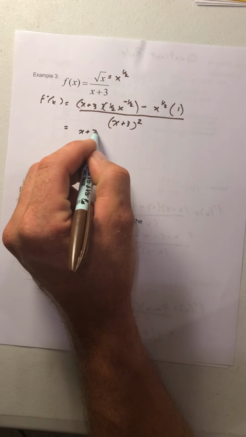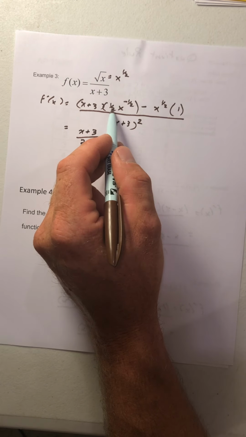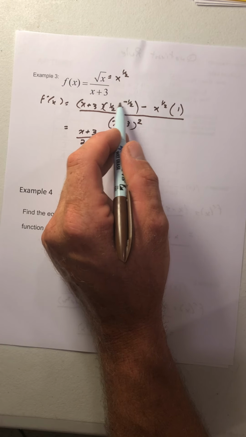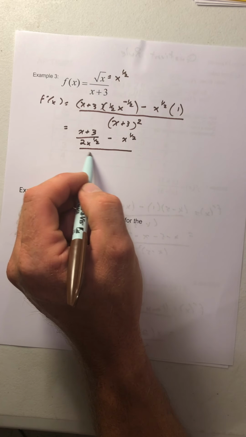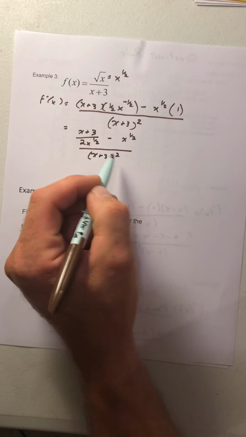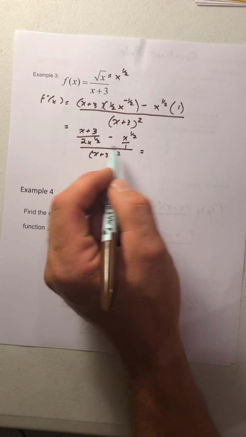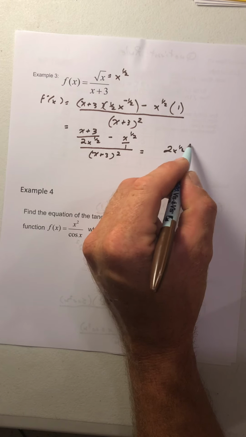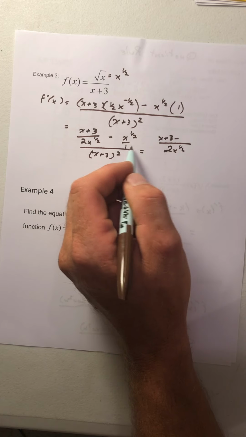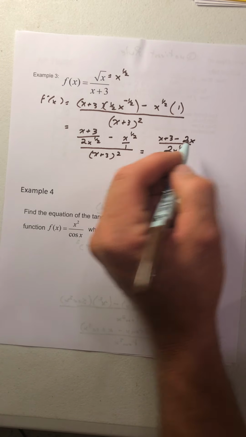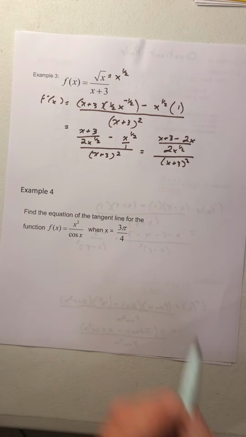So I'm going to go ahead and make this a complex rational. X plus 3 over 2x to the 1/2. Remember, the 2 is already in our denominator, and we make the negative exponent positive by taking it to the denominator. And that's minus an x to the 1/2 over x plus 3 squared. Make this a fraction over 1. Common denominator is going to be 2x to the 1/2. So we get x plus 3 minus, we multiply 2x to the 1/2 by our x to the 1/2, we get a minus 2x. And that's over our x plus 3 squared.